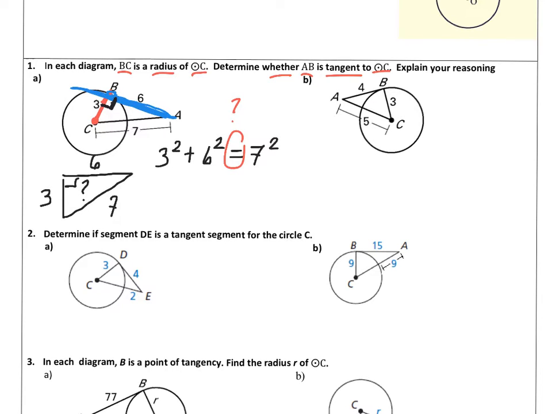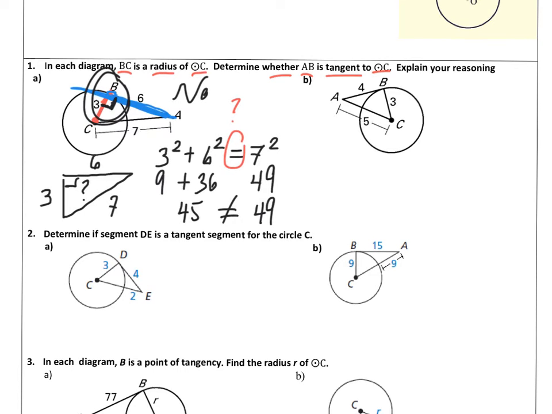But the question is, is it actually equal? So when I go through and square these, I end up with 9 and 36. On the other side, I have 49. Well, when I add these up, I get 45, which is not equal to 49. So in this case, the answer is no. AB is not tangent because this right here is not a right angle.